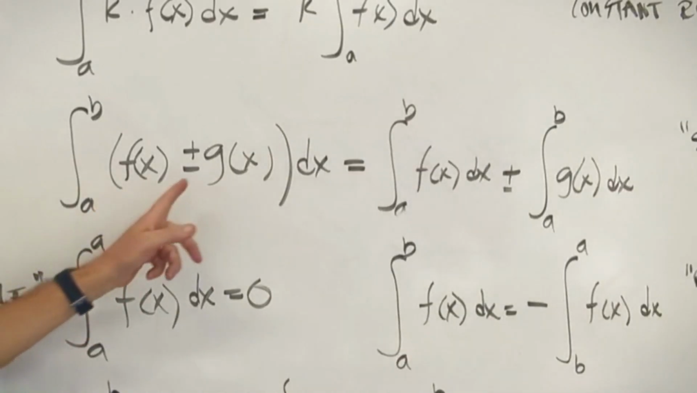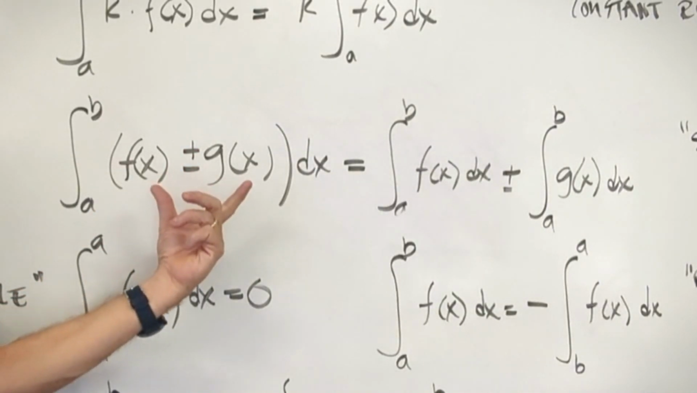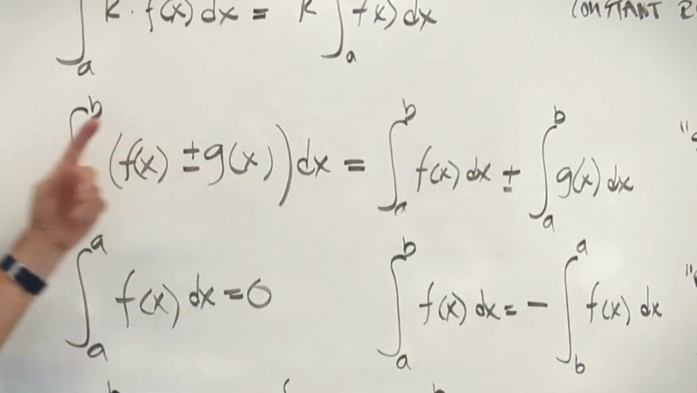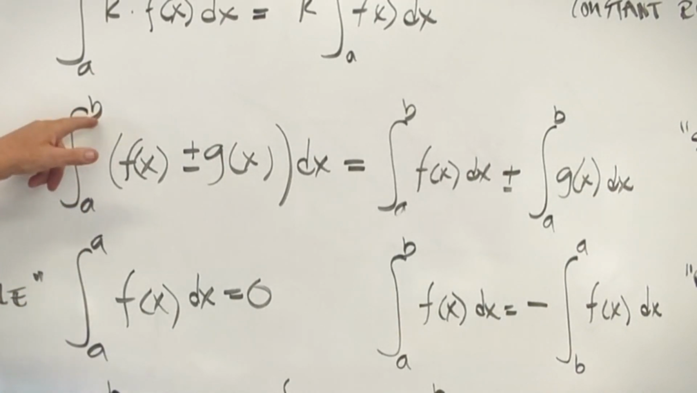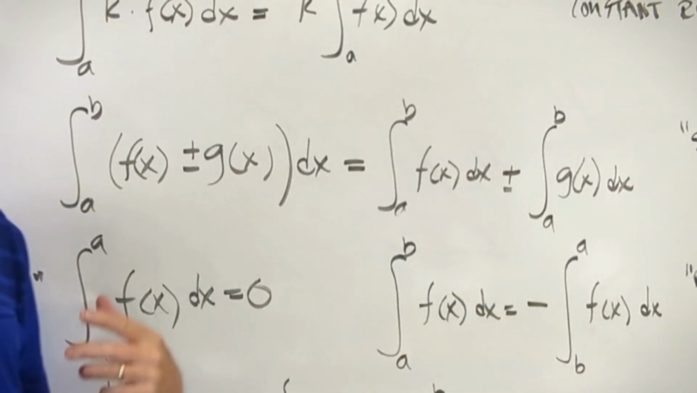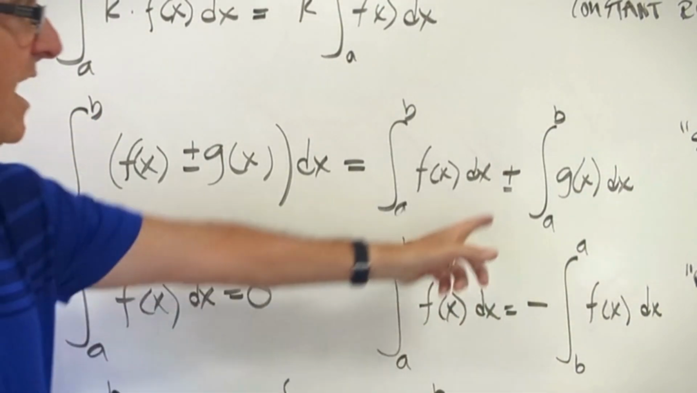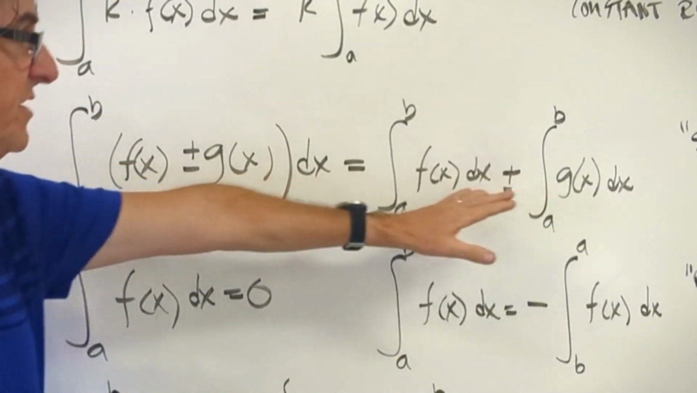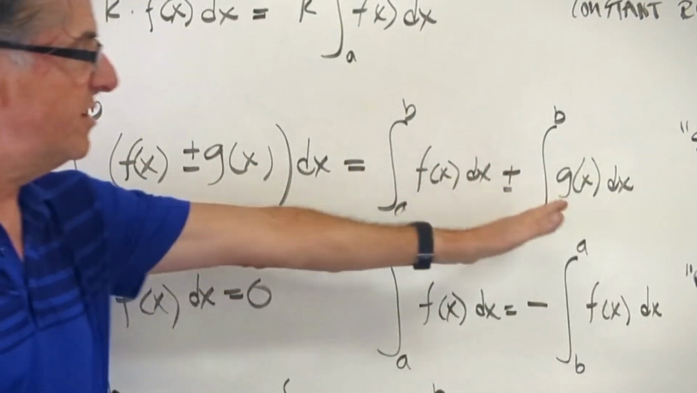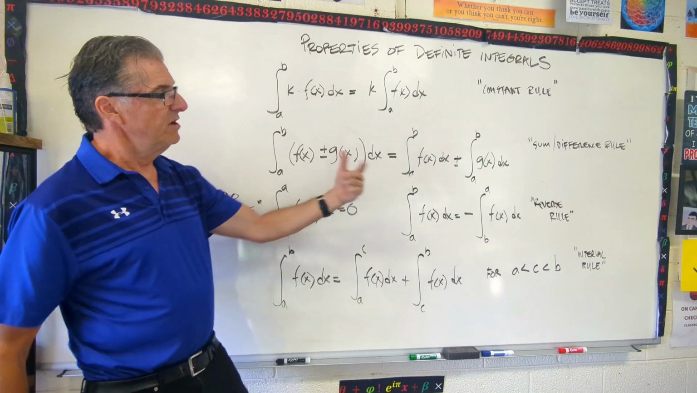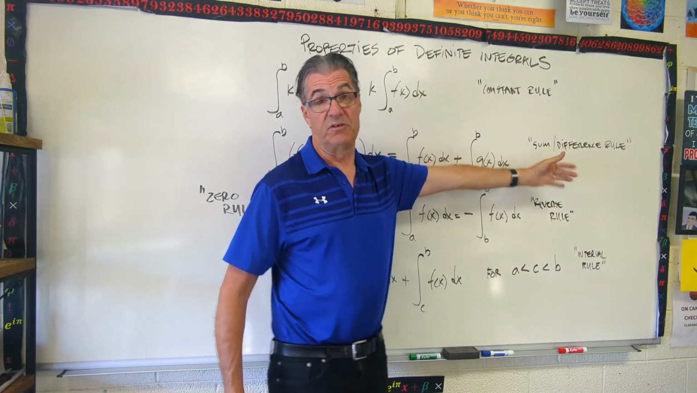Next one, if I have a sum or a difference of 2 functions and I'm integrating them from a to b, then I can integrate each one separately from a to b and add or subtract them. So this is just breaking this down into 2 integrals instead of 1 integral. So I'm calling that the sum difference rule.